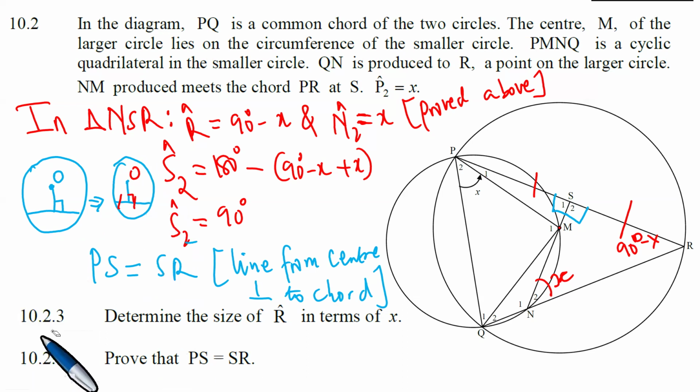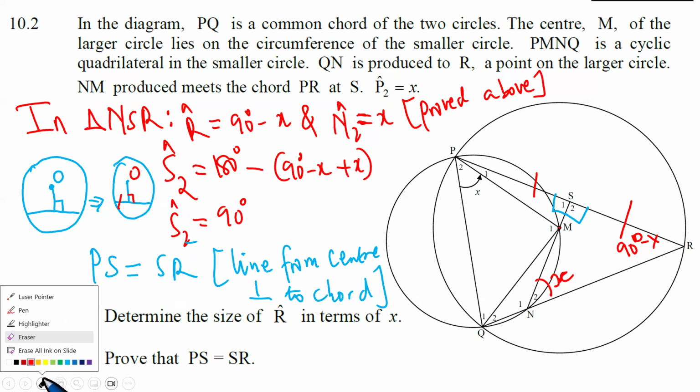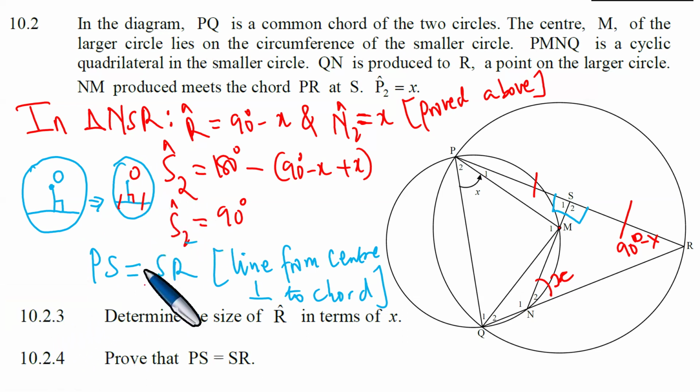Okay, so we're in business. So if you have a perpendicular line from the center, in other words, line from center perpendicular to chord, it bisects the chord. So we've proven that PS equals SR.